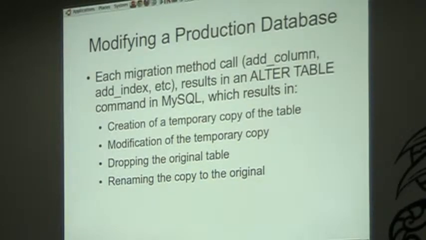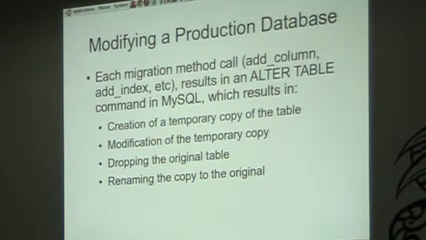So now we're a bit more exciting, modifying a production database. What happens in MySQL when you alter a table is it actually creates a temporary copy of the table, modifies the temporary copy, adds the whatever column, or drops the column, and then it copies all the data, and then drops the original table, and then renames the copy to the original. Thus, a single alter table command in MySQL does that. So if you just do an alter table, add column, it does all of that.